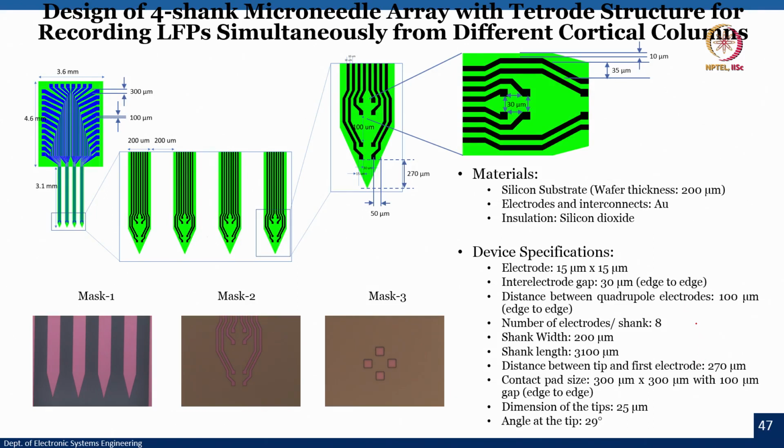The number of electrodes is 8, and this distance is 100 micrometers. Okay, 100 micrometers, and then the number of electrodes is 8 on each shank. The length of the shank is 3.1 millimeter. The distance between the tip and the first electrode is about 270 microns. The contact pad size is about 300 by 300 microns, with a 100 micrometer gap between two contact pads. This 100 micron we are talking about is edge to edge. Finally, the dimension of the tips is somewhere around 25 micrometer, and the angle of the tip is 29 degrees.